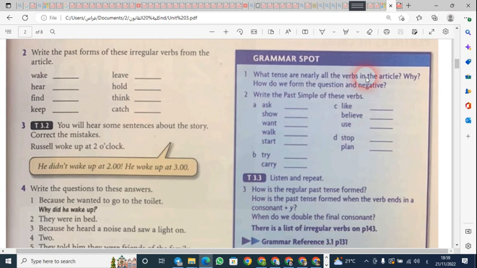If you remember إذا تذكرون we said in the present simple we use do and does.